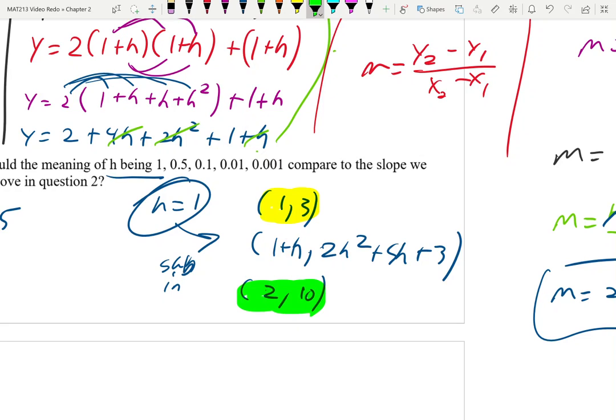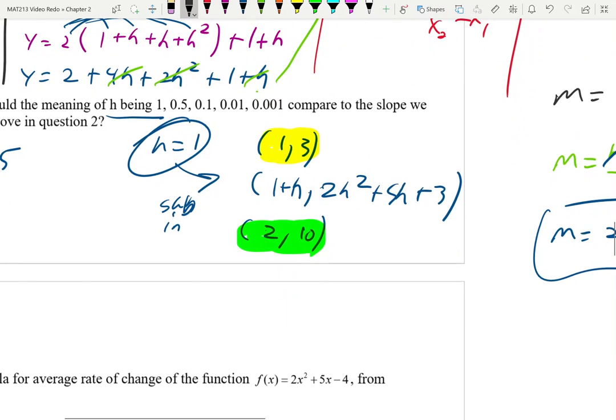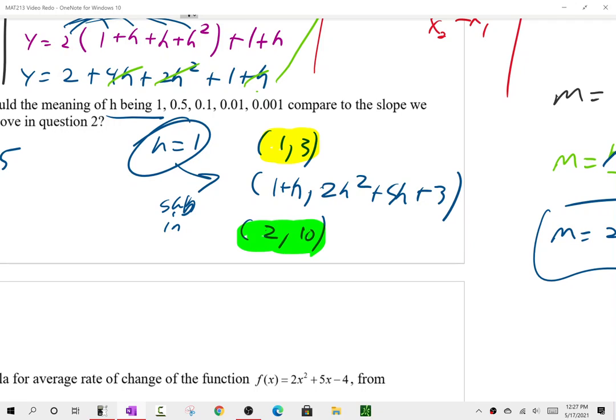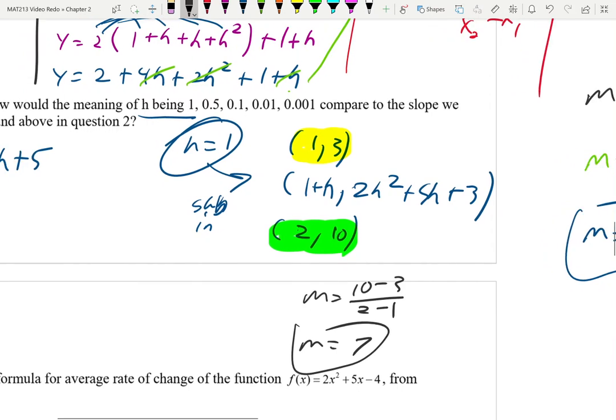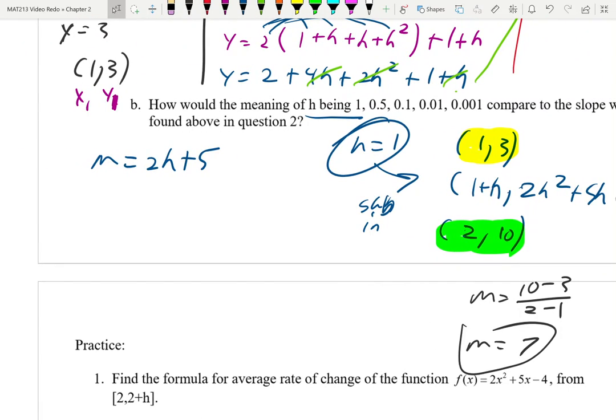So if I were to ask you to calculate the slope between 1 to 3 and 2 to 10, well, you'd be like, no problem, I got it. It's 10 take away 3 over 2 minus 1. So therefore my slope is 7 over 1, or the slope is 7. Cool. What if I just plugged 1 in over here? Slope equals 2 times 1 plus 5. So therefore my slope is 7. Really cool. Okay, so what's the idea?